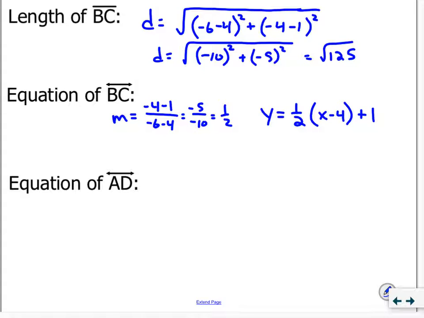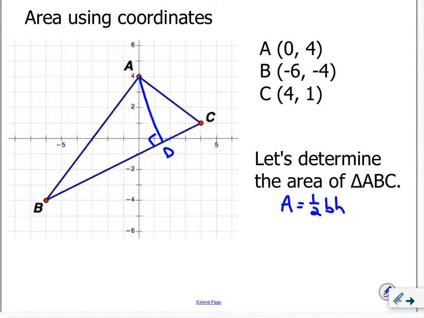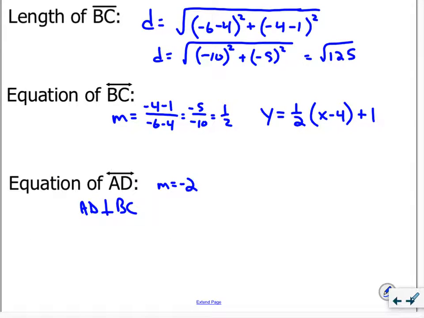Now, in order to find point D, I want to make it so that AD is perpendicular to BC. So therefore, I want the slope of line AD to be -2 because it's the opposite reciprocal. And then if I use point A, I can write the equation of the line. But notice, point A was the y-intercept. So I can actually write this in y equals mx plus b form. So the equation of this line then is going to be y equals -2x plus 4.